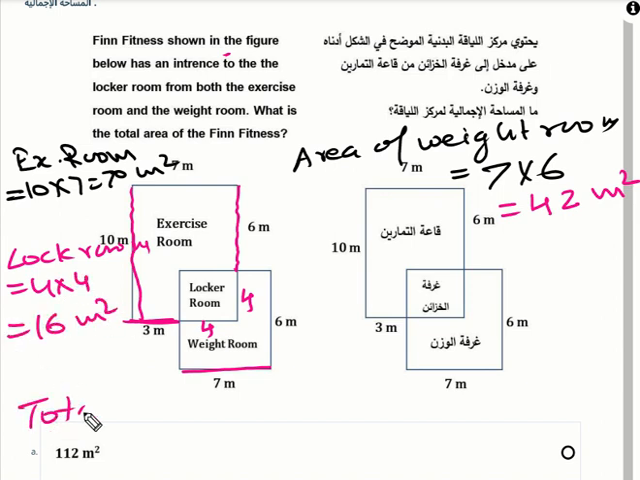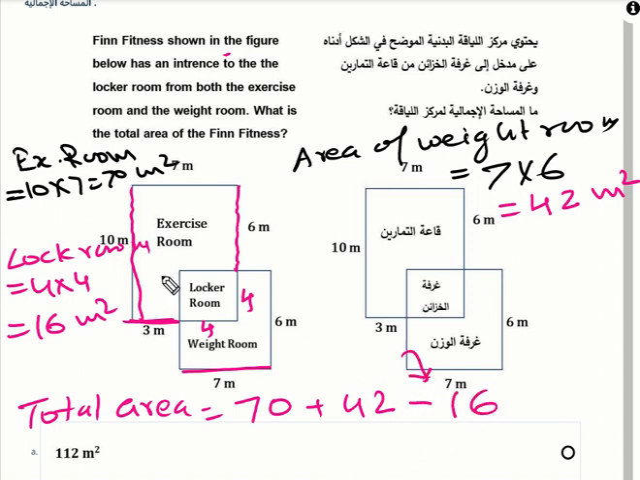So what will the total area be? The total area will be the area of the exercise room plus the area of the weight room minus the area of the locker room. Why am I subtracting the area of the locker room here? Because the locker room is counted 2 times, once with the exercise room area and once with the weight room area. That's why I am subtracting it.